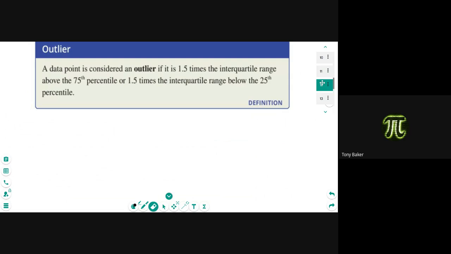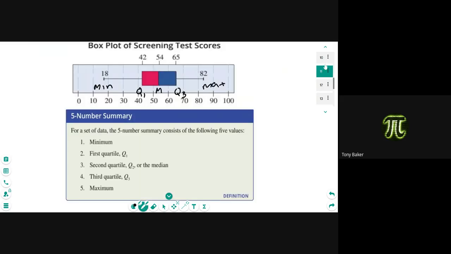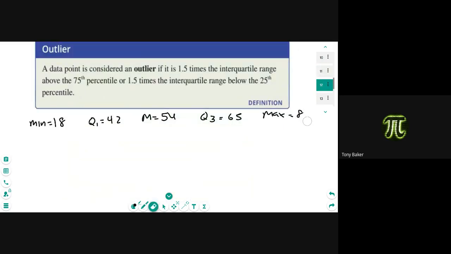All right, so in the last set of numbers, my min was 18. Q1, median was 54. Q3 was 82, right? 82. Okay. My interquartile range was what? 65 minus 42, which was 23.